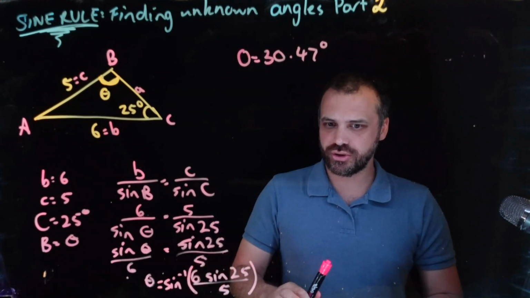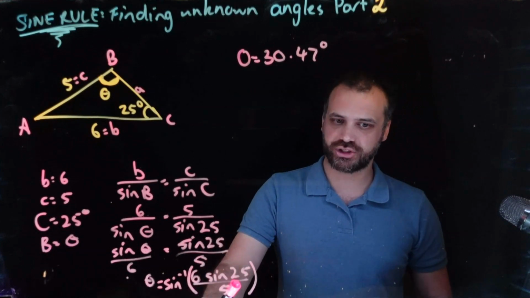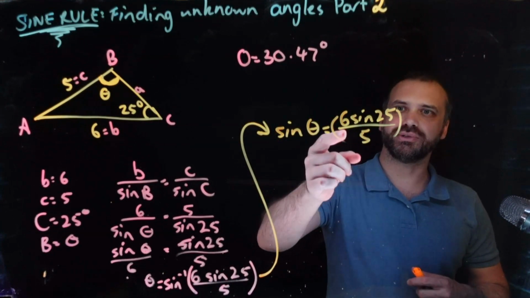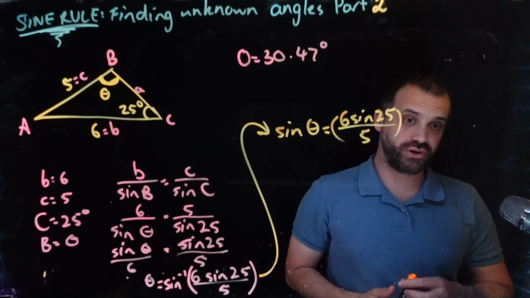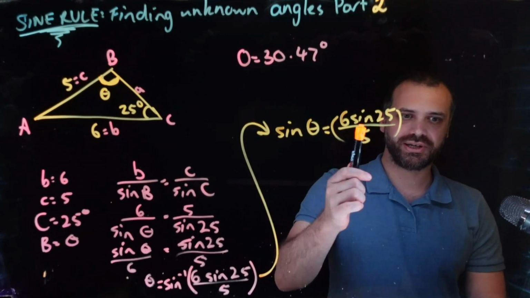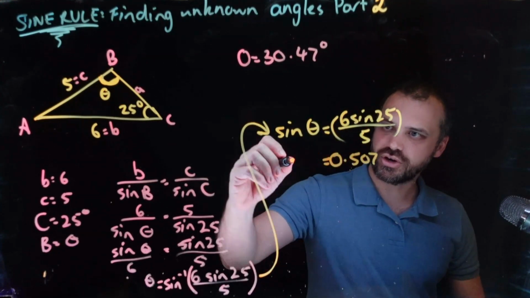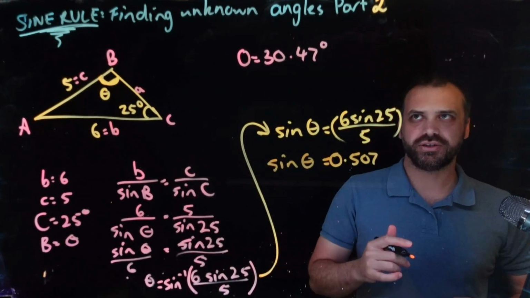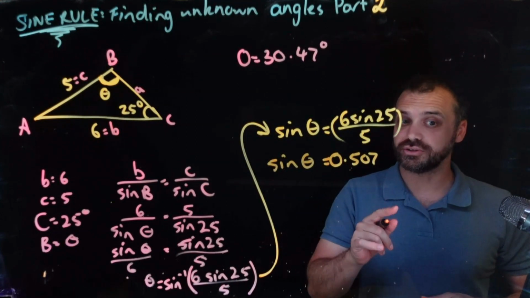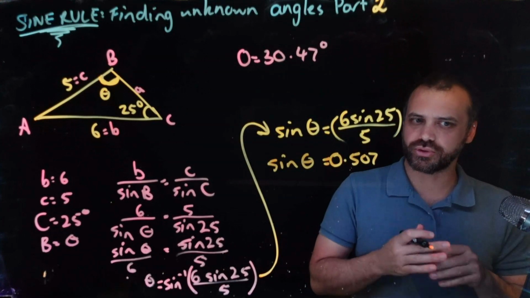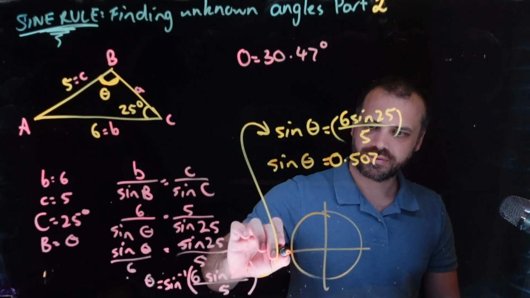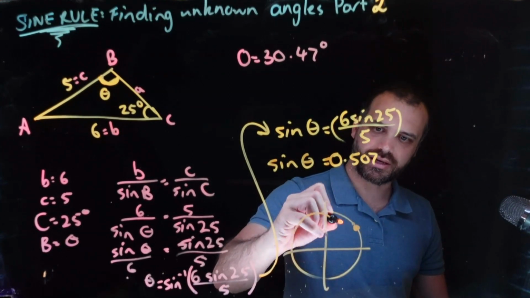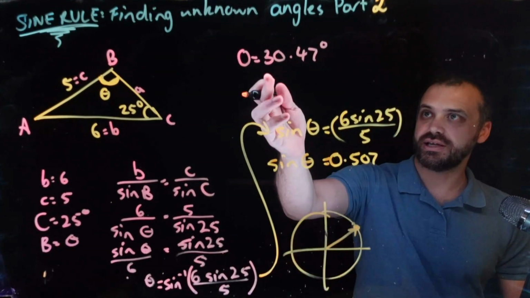I want to show you by stepping back just a fraction. Before we got to this step, we were at this step: sine theta equals 6 sine 25 on 5. I can type just that into my calculator and get a number. Sine theta is equal to 0.507. Remember the unit circle. Sine theta is the y-coordinate of the dot. 0.507, right? Halfway up, about there. And that makes sense, 30 degrees.